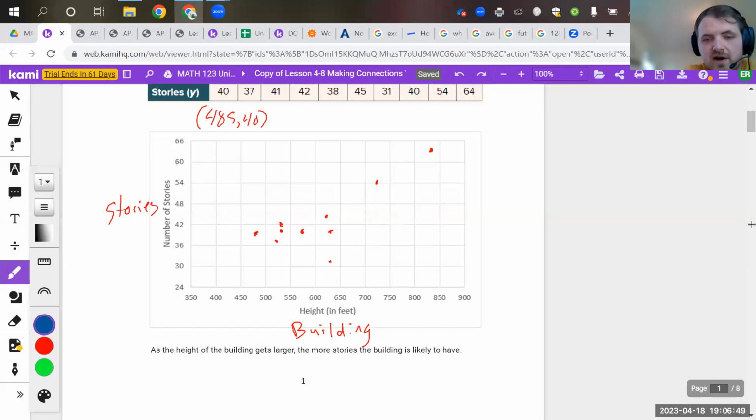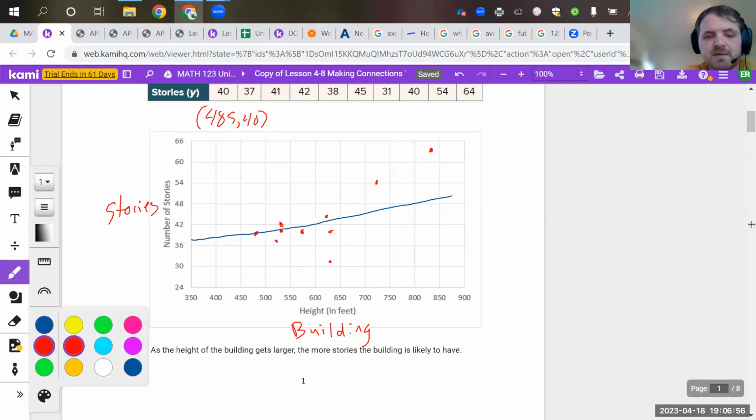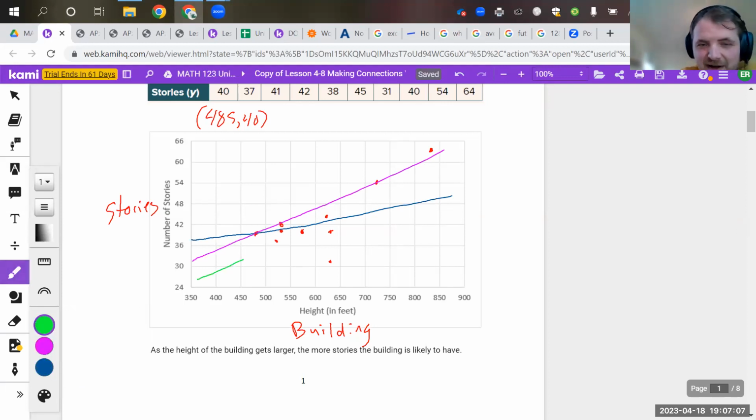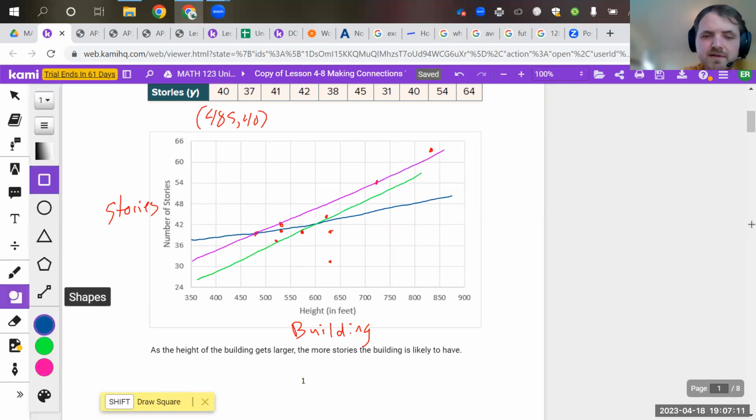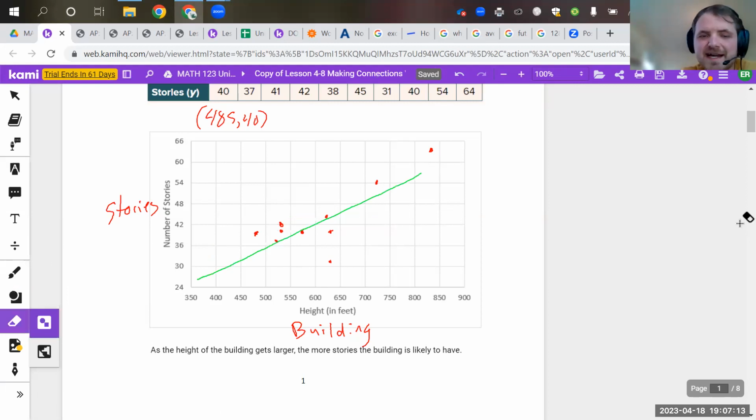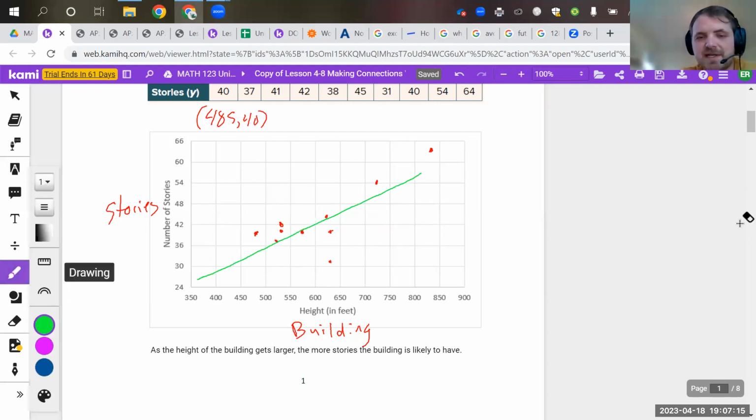It's kind of hard because without technology, some people might put it there, some people might put it increasing a little bit faster. I think both of those aren't great, probably because I'm drawing it. But I probably think maybe this green line is a little bit more representative of the situation. So something like that is what we're going to see on the next page, where we want to be able to model the data, if we can, with a line.